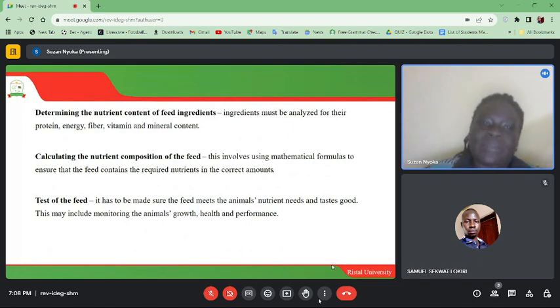Four, calculating the nutrient composition of the feed. This involves using mathematical formulas to ensure that the feed contains the required nutrients in the correct amount. And then, test the feed. It has to be made sure that the feed meets the animal's nutrient needs and tastes good. This may include monitoring the animal's growth, health, and performance.